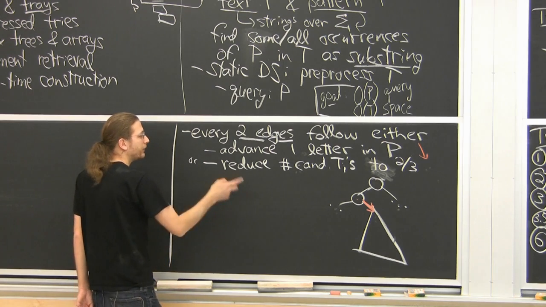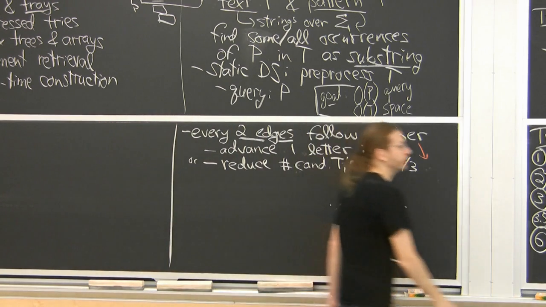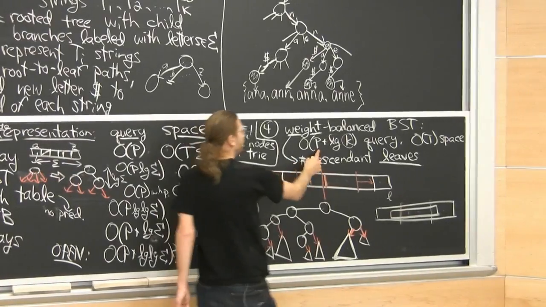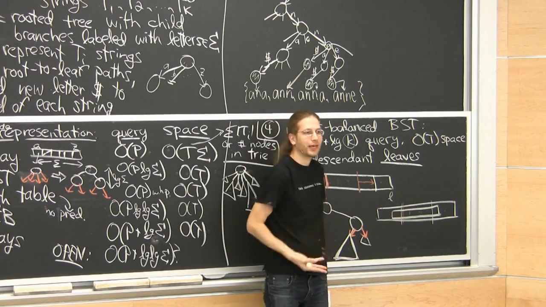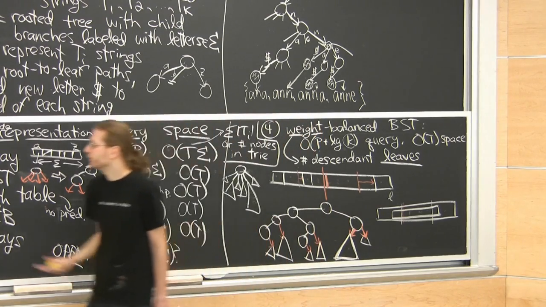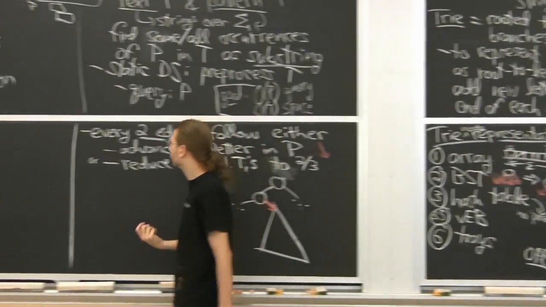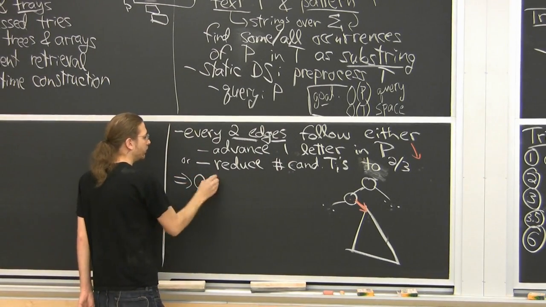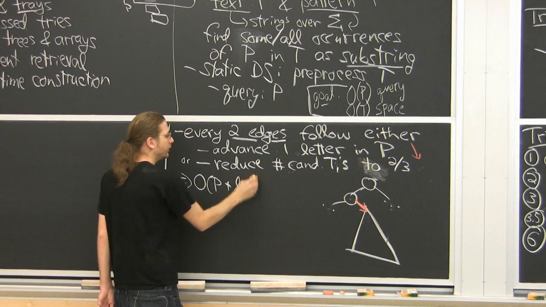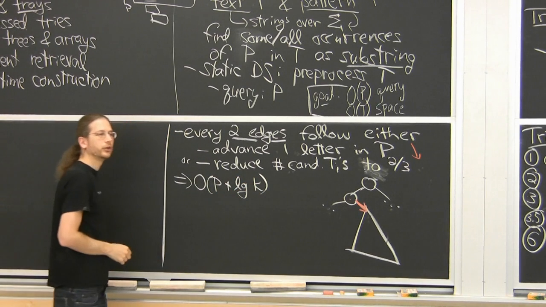So if this happens, I charge to this order P term, and if the other situation happens, I charge the log K term, because I can only reduce K by a factor of 2/3 order log K times. So this implies order P plus log K search.